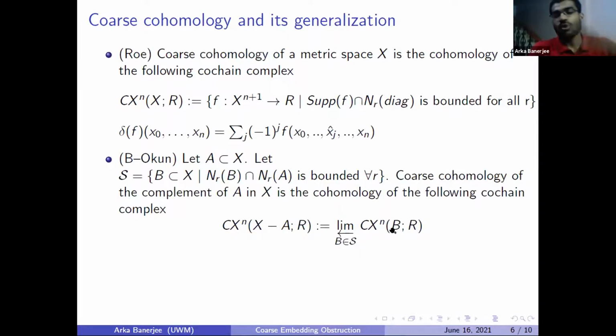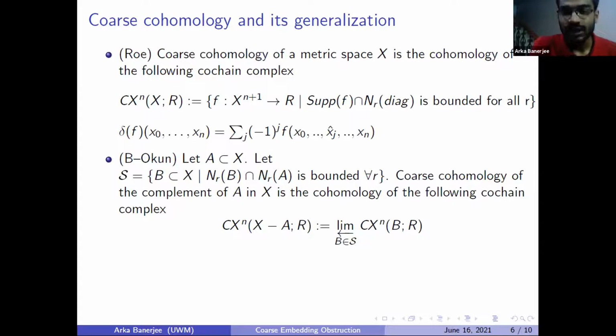So you look at all such functions so that when you restrict to any set coarsely disjoint from A, it satisfies this property of Roe. Okay, so that's the quotient here. You look at all the cochains which are coarse when you restrict to any coarsely disjoint subset from A. And now you have all these subsets E, and you have this inverse system.